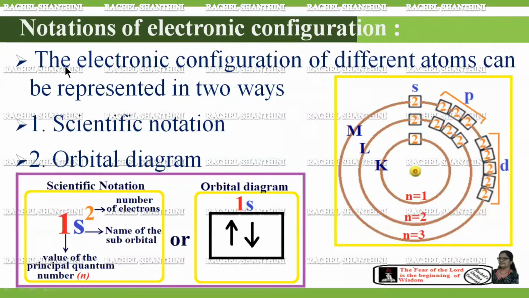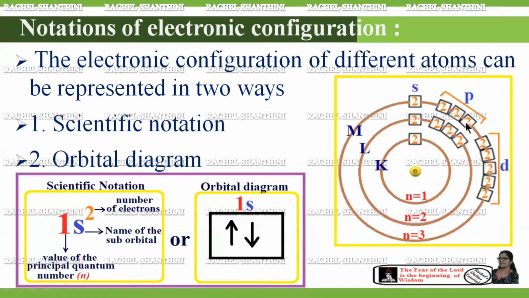Notations of electronic configuration. The electronic configuration of different atoms can be represented in two ways. What are they? They are scientific notation and orbital diagram. In the first notation, that is the scientific notation, the subshell is represented by the respective letter symbol. For example, to represent s subshell, it is written by the letter small s. To represent p orbital, it is represented by its respective letter symbol, that is small p. To represent d orbital, it is represented by the letter small d.